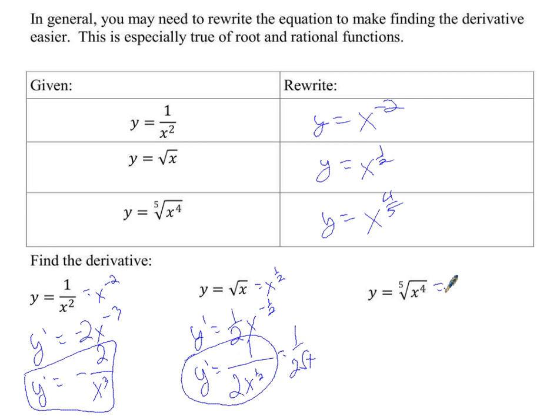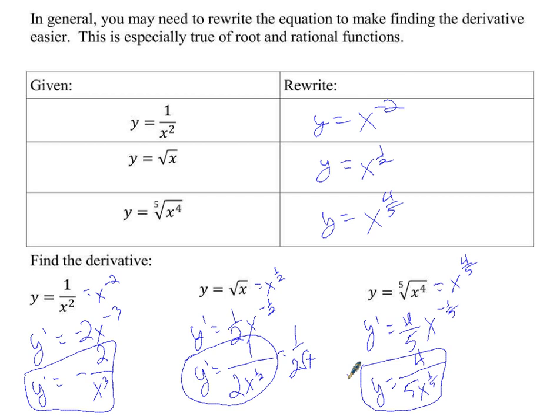This one, on the other hand, becomes x to the 4/5, which means y prime will be what? 4/5 comes down, x to the, we take 1 away from 4/5 and we get negative 1/5. So I got to rewrite that. Y prime equals 1/5 over 5x to the 1/5. And I would leave my answer like that. I don't want to mess with nth roots too much.